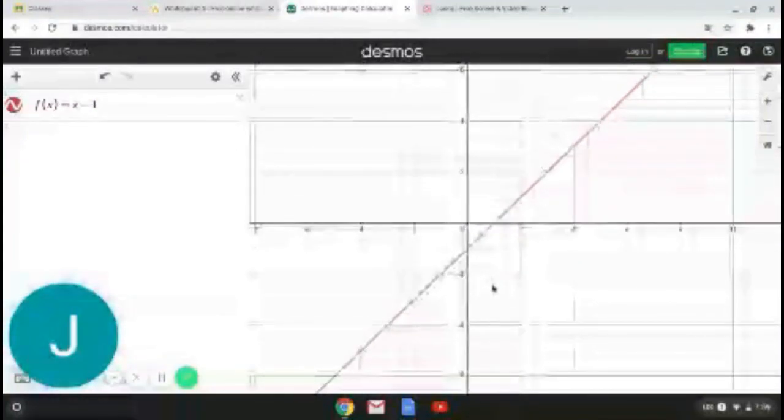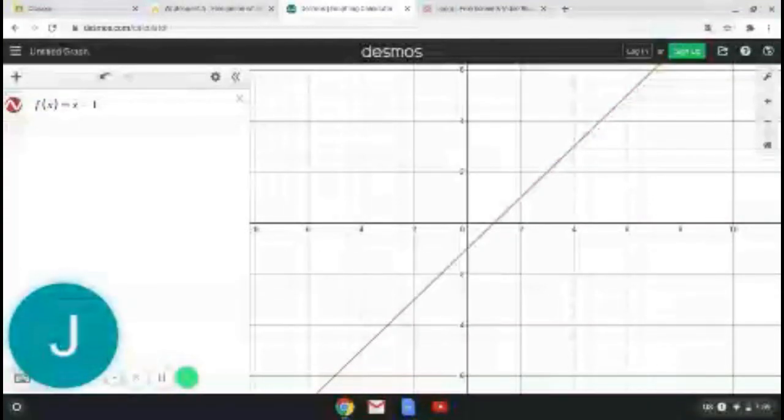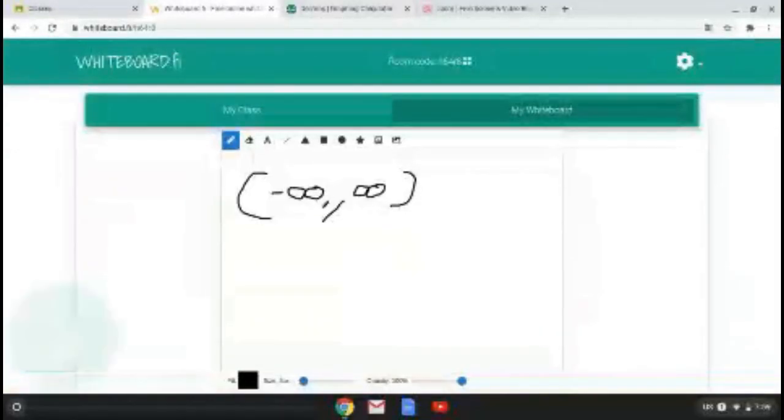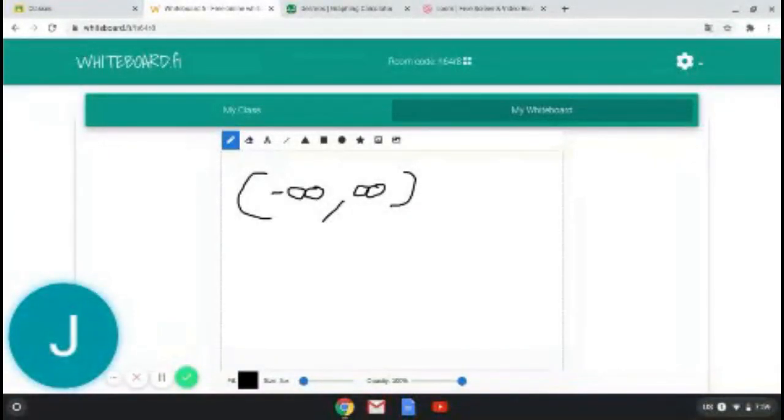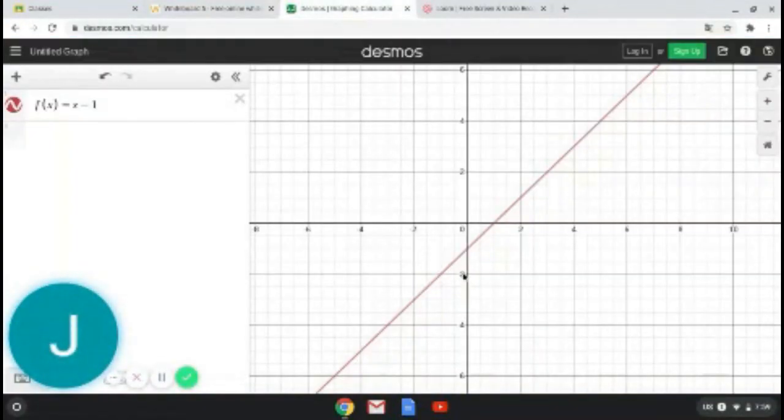So here's a graph, and we see that it's all real numbers, as there's no real number that makes the expression undefined. So in interval notation, it would be -infinity to infinity. And that is demonstrated here in the graph because both numbers go to the negative side and the positive side infinitely.